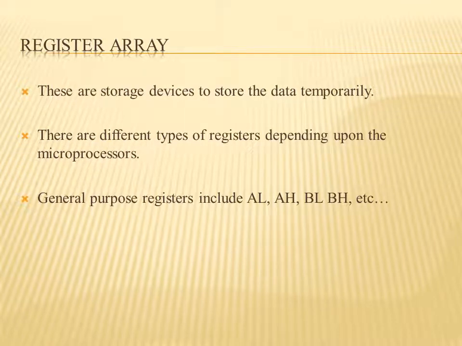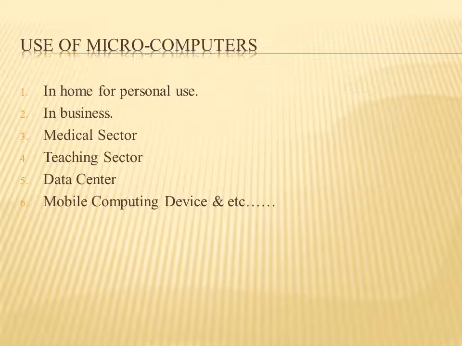Register array. These are storage devices to store data temporarily. There are different types of registers depending upon the microprocessor. General purpose registers include AL, AH, BL, BH, etc.